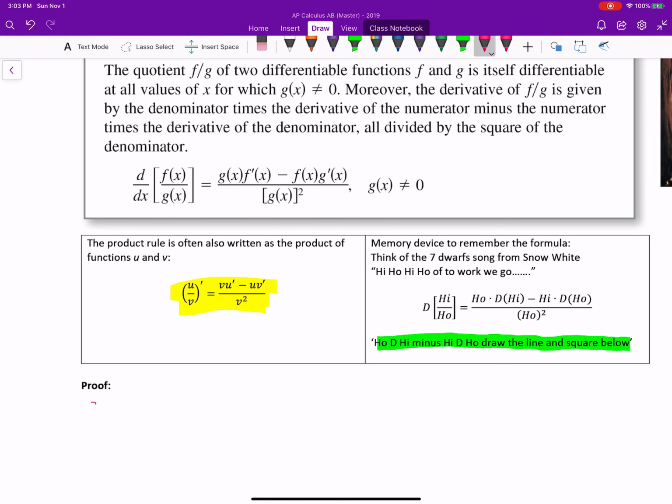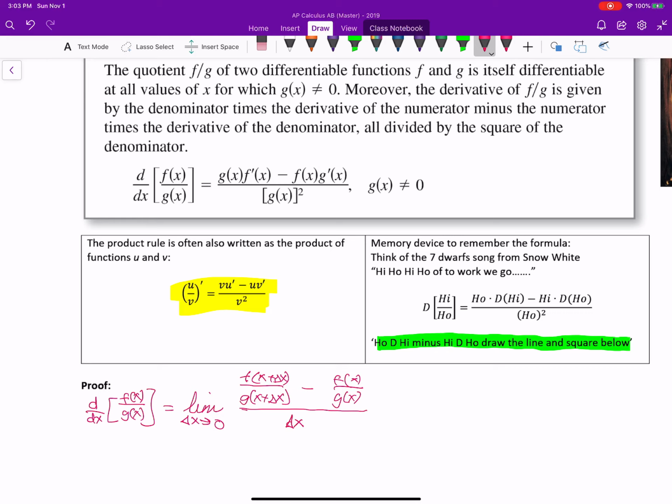So I have d/dx of f of x over g of x. We're going to use the limit definition of that. So the limit, as you can use delta x or h, I'm going to use delta x, as delta x approaches 0, of f of x plus delta x over g of x plus delta x minus f of x over g of x, all over delta x.